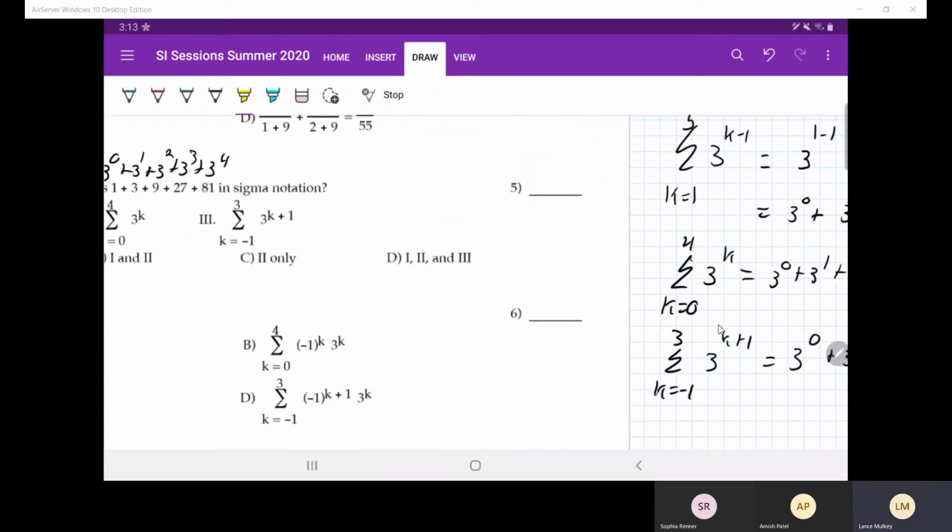Therefore, all the options are correct. If you were to plug this one in, you would have done the math and seen that those all worked out. I just shortened it for time's sake. If we have time, I'm going back to those other problems and we're going to try to figure those out.